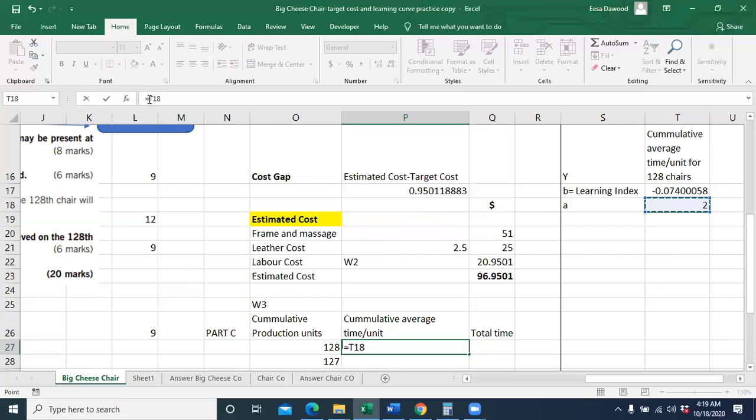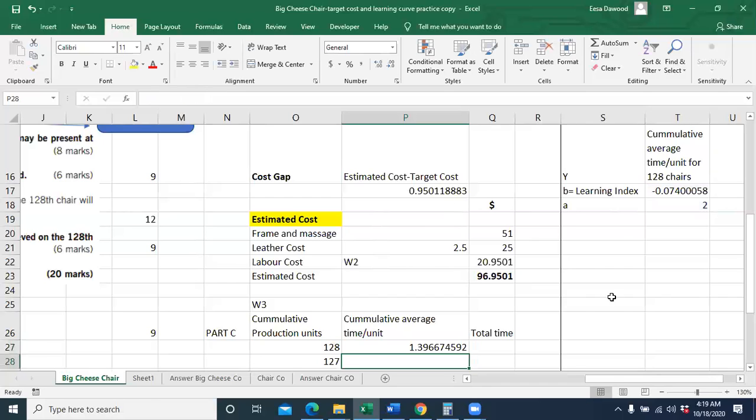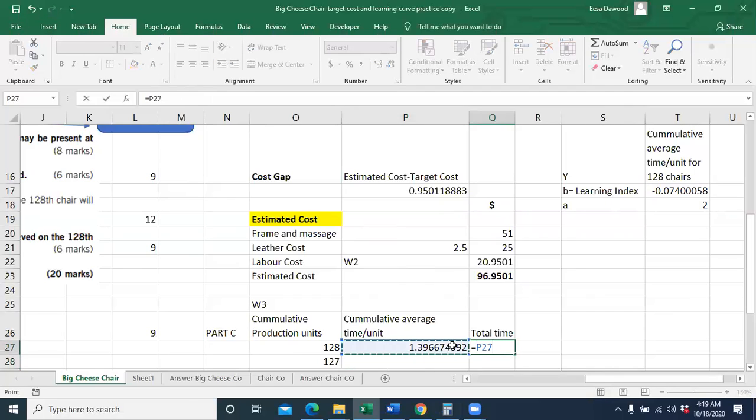I'm actually going to fix it by applying the dollar sign here. Into, I'm going to keep this relative, raised to the power, and then I'm going to make this relative as well, raised to the power, make this absolute as well. See, and now this is the cumulative average time per unit. And now I need to calculate the total time. This into this. I got the total time.